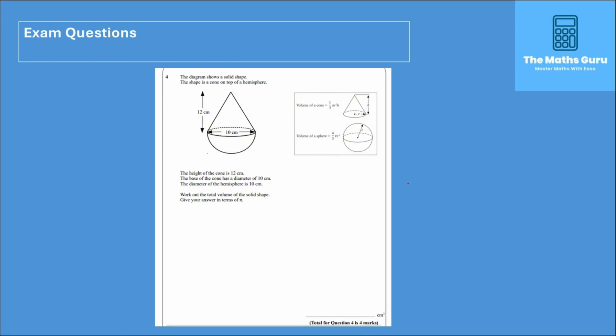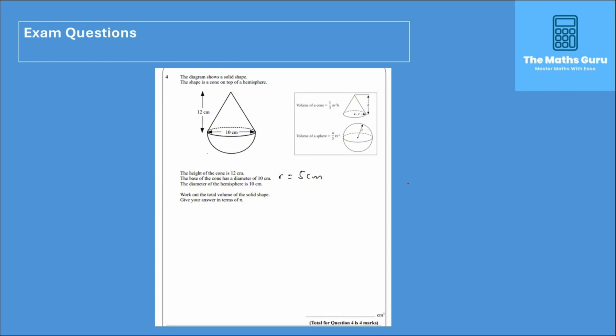Okay, looking at the next question, we have a diagram showing a solid shape. The shape is a cone on top of a hemisphere. The height of the cone is 12 centimeters. The base of the cone has a diameter of 10, meaning the radius is equal to 5 centimeters. The diameter of the hemisphere is 10 centimeters. Again, the radius is going to be 5. Work out the total volume of the solid shape.